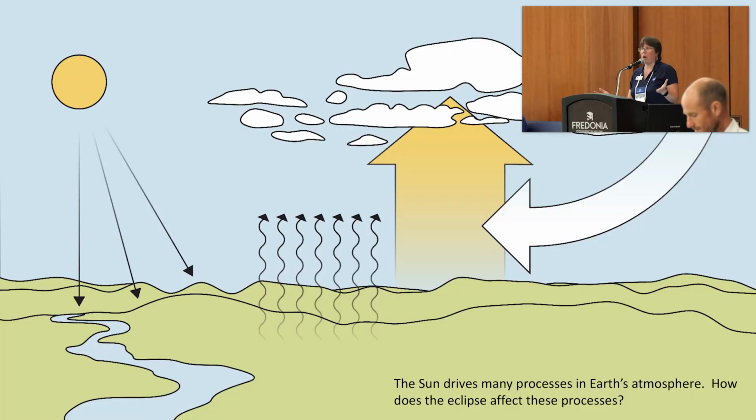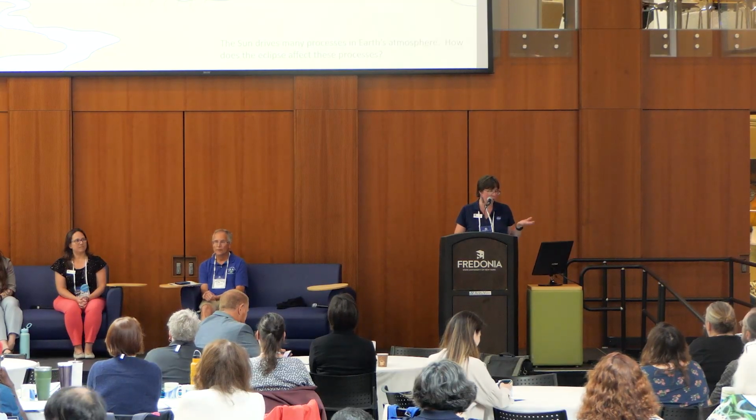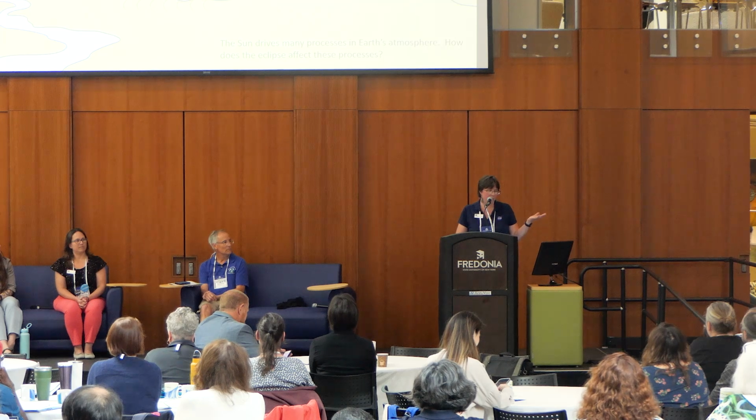So, the basic science premise was we have this neat natural experiment where the sun is blocked for a brief time. How is that going to affect the Earth's processes? We first did these eclipse observations in 2017 with the eclipse in August of 2017, but then we were able to roll it out again for a couple of eclipses in South America and then again for the eclipses recently. But the basic question: the sun drives many processes in Earth's atmosphere. How does the eclipse affect these processes?